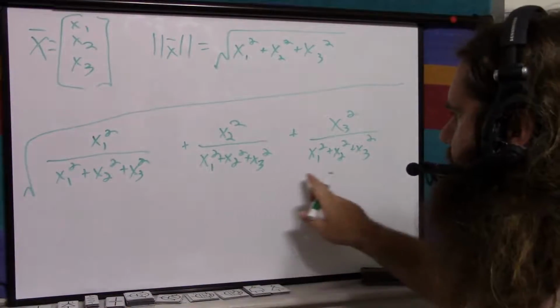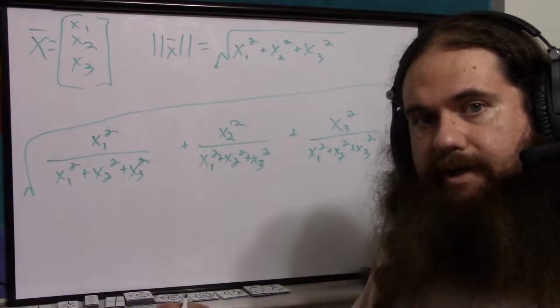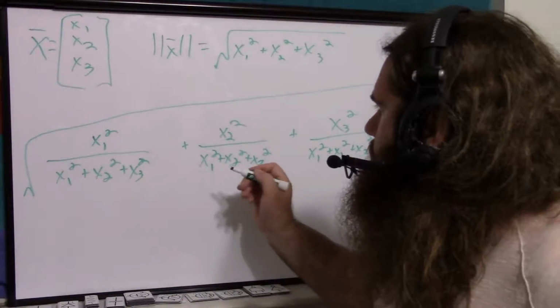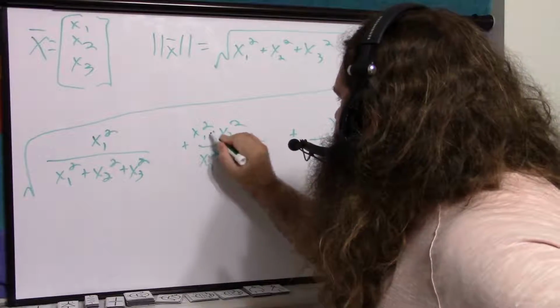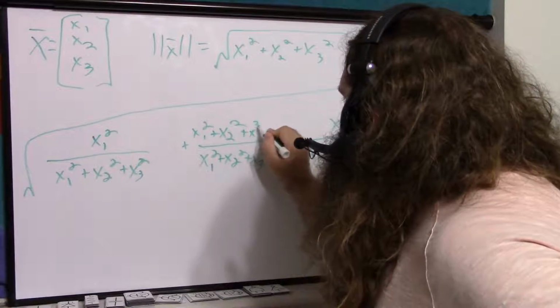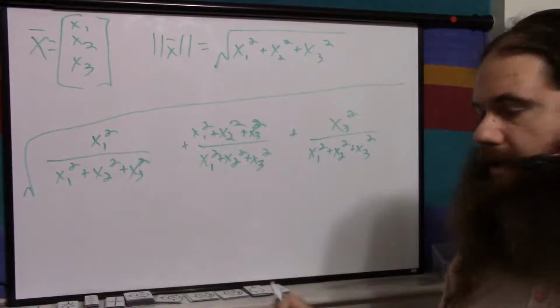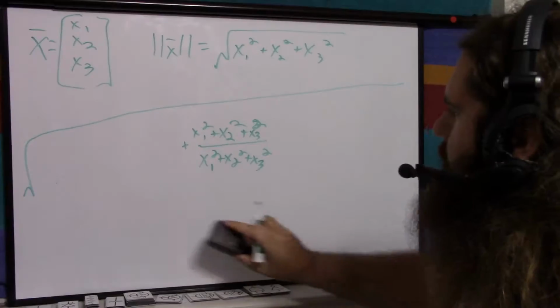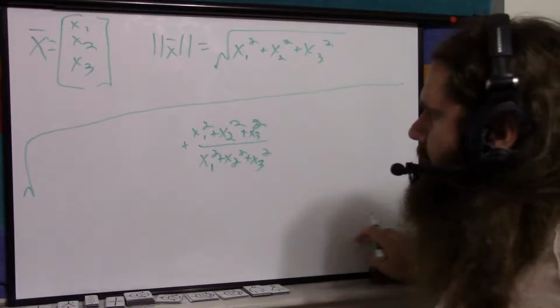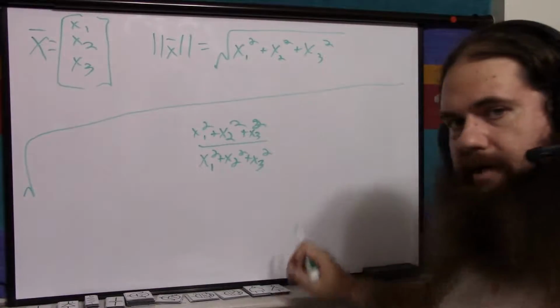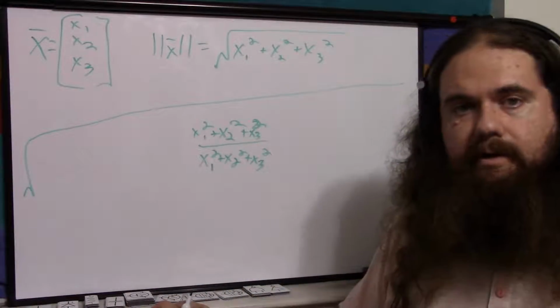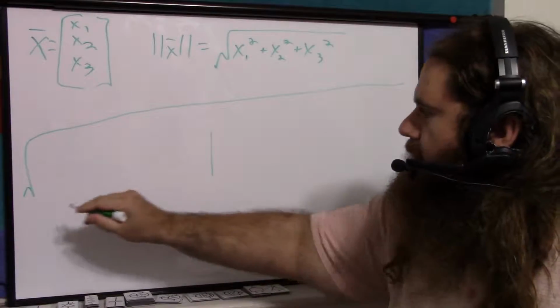But these now have the same denominator, which means we can add the fractions together. So we actually have x1 squared plus x2 squared plus x3 squared. We just combine the fractions and add them together. But now the top and bottom of this fraction are the same. Something divided by itself, as long as that's not 0, equals 1. So we have 1. And what's the square root of 1?